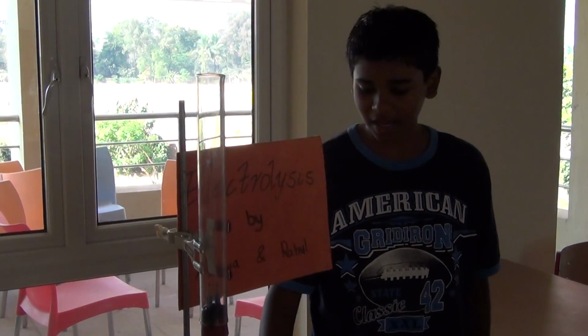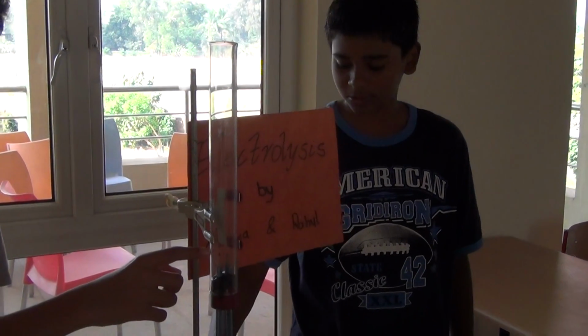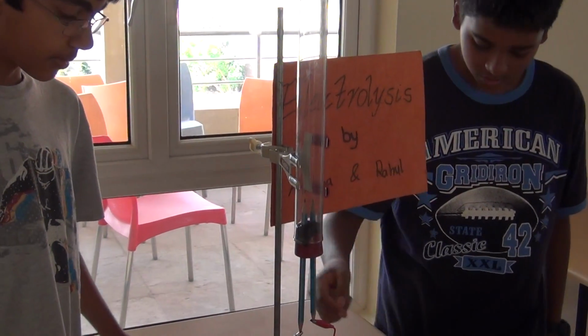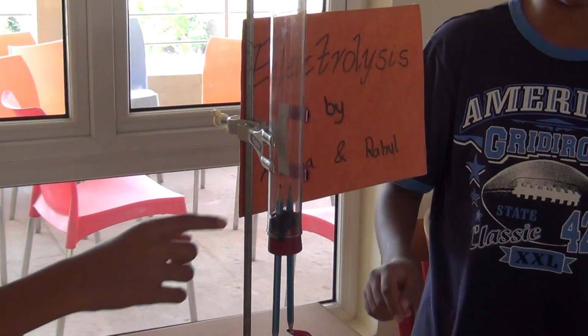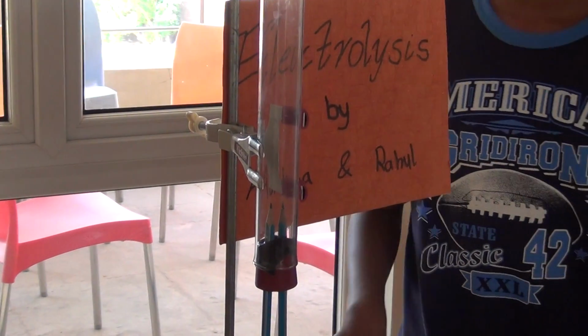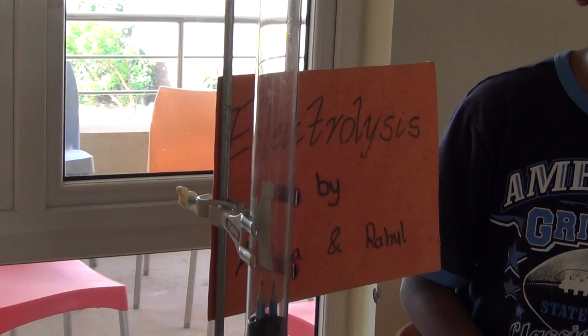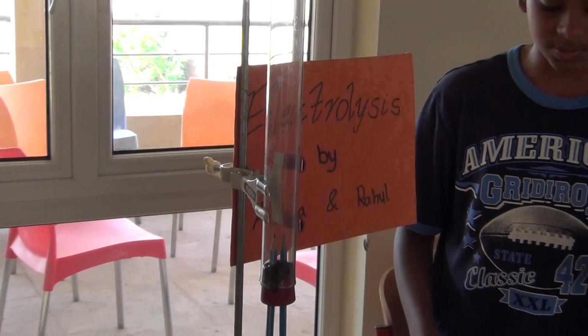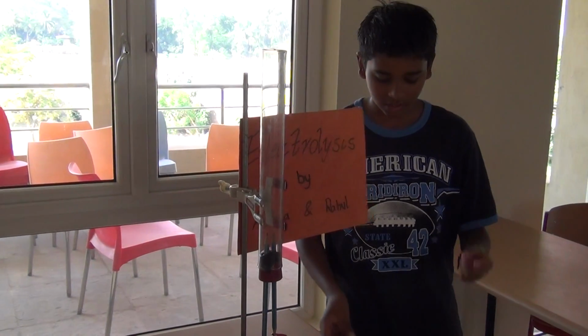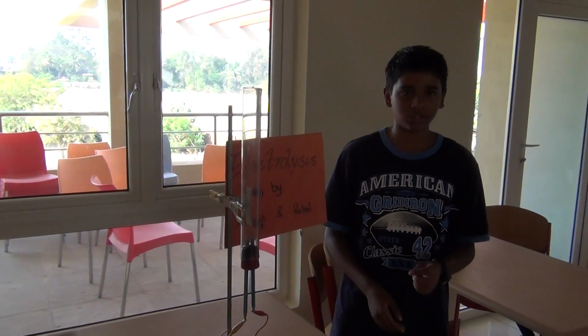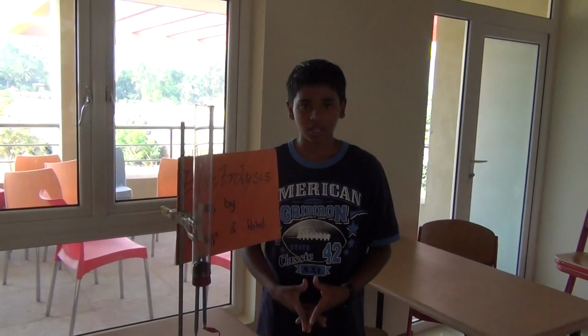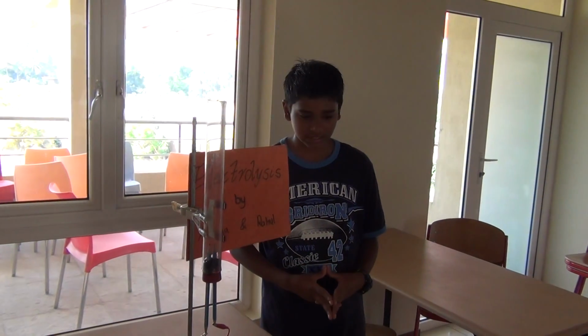When the electricity is passed through the water, it splits into hydrogen and chlorine gas. You might ask why it's chlorine and not oxygen. That's because when oxygen is exposed to the outside air, it takes a second reaction with NaCl, which is salt, and forms chlorine gas.